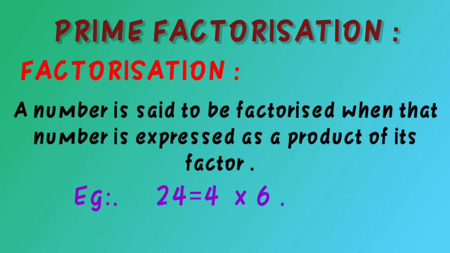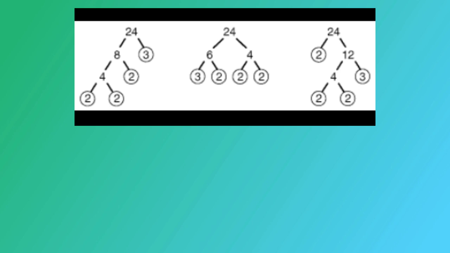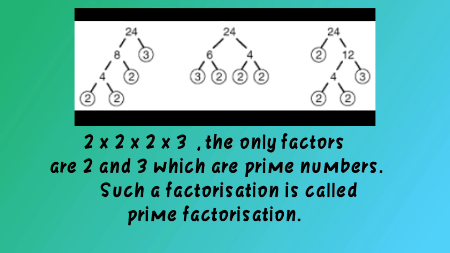For example, 24 can be written as 4 into 6. Here 4 and 6 both are factors of 24. This form is called factorization. In this diagram, you can see all the possible factorizations of 24. After simplifying each one, we finally arrive at only one factorization, that is 2 into 2 into 2 into 3.